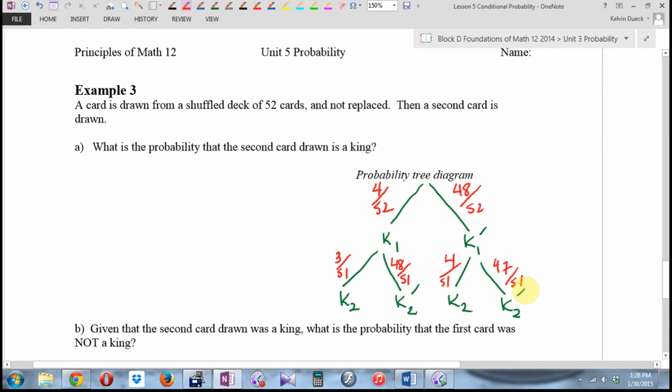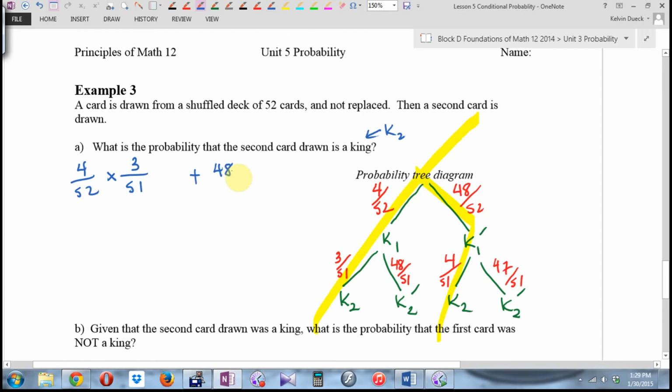What's A asking? Can you read it to me? You know what? I think we're talking about K2. Look at my tree. This is not conditional because K2 is on the bottom row. In fact, doesn't K2 appear twice? 2 branches. Multiply down, add across. It's going to be the first branch or the third branch. First branch is 4 out of 52 and 3 out of 51. That branch, or that branch.